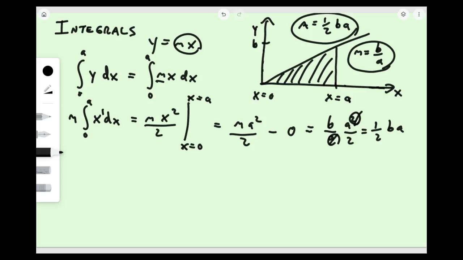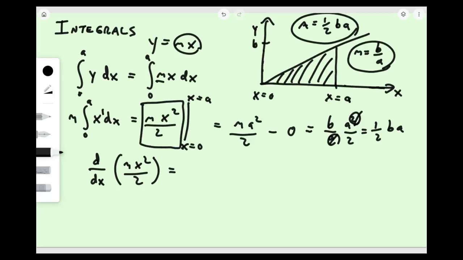An important point is we should be able to take the derivative of our indefinite integral and get right back to the original function. That's an important way to check your results. In this case, the indefinite integral is m times x squared over 2. I can write the derivative of that indefinite integral as this, d dx of mx squared over 2.